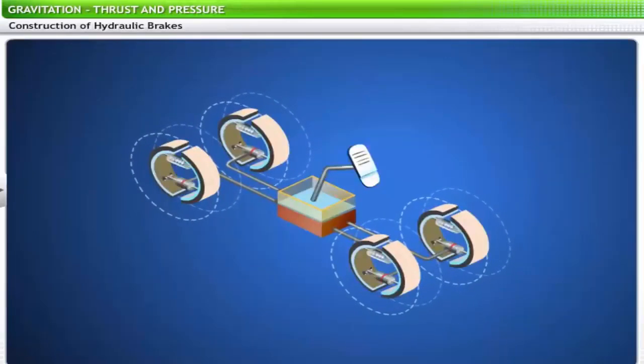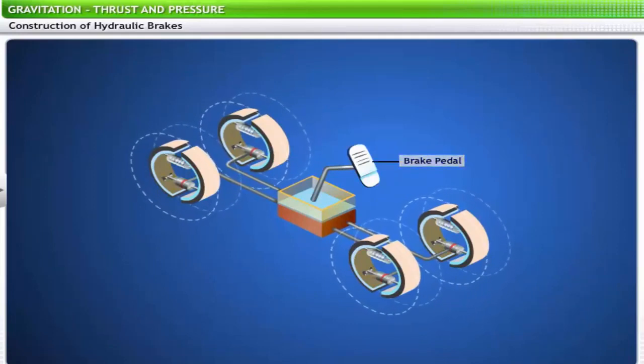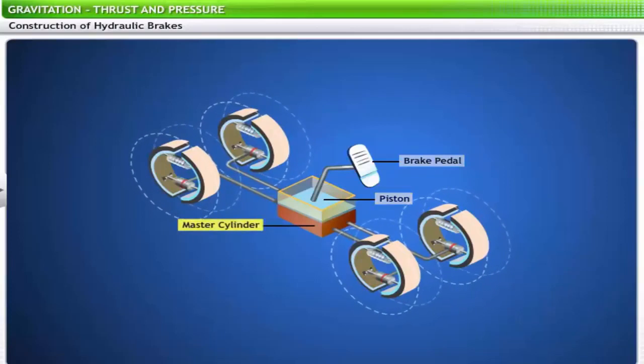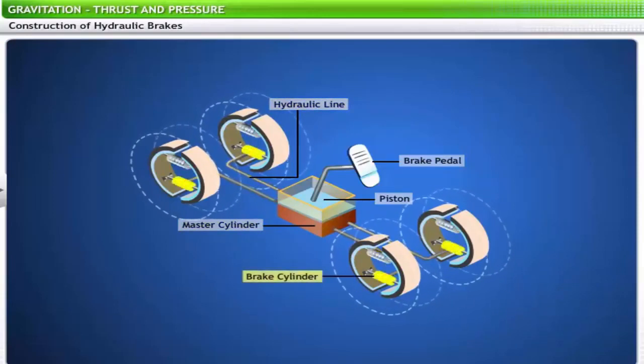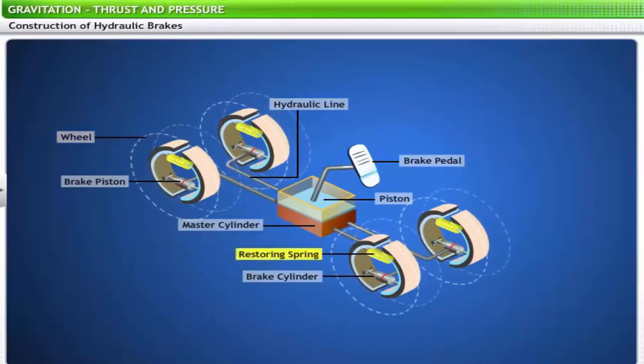Let's see how this principle is applied in the construction of hydraulic brakes. A hydraulic brake system consists of a brake pedal, a piston, a master cylinder, 4 hydraulic lines, 4 brake cylinders, 8 brake pistons, 4 wheels, 4 restoring springs.